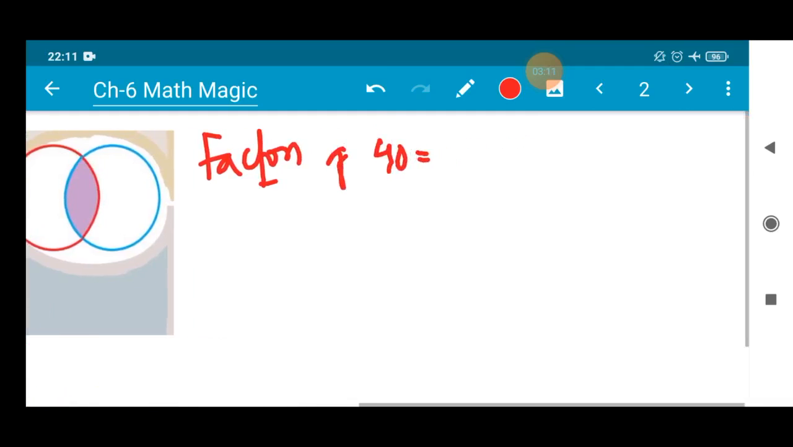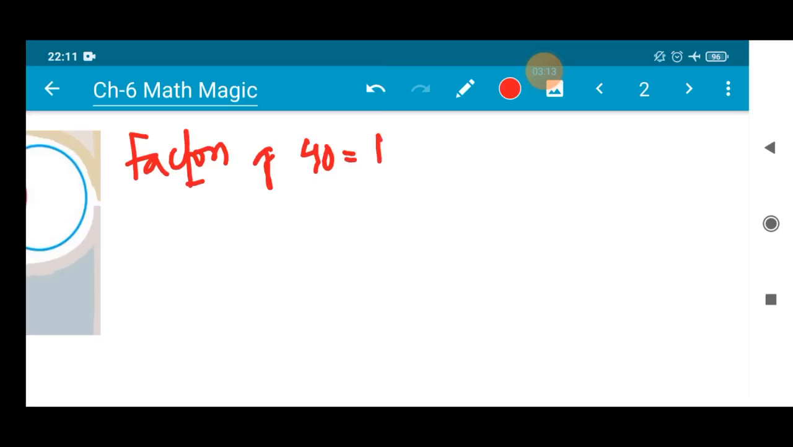Okay, so of course 1 is the first factor, then 2 is the second factor because 2 20s are 40, 3 cannot divide, so 4 can divide, 4 10s are 40, then 5 can divide because 5 8s are 40, then 6 cannot divide, 7 cannot divide, 8 can divide because 8 5s are 40, then 9 cannot divide, 10 can divide, yes, then 11, 12, 13, 14, 15 cannot divide.